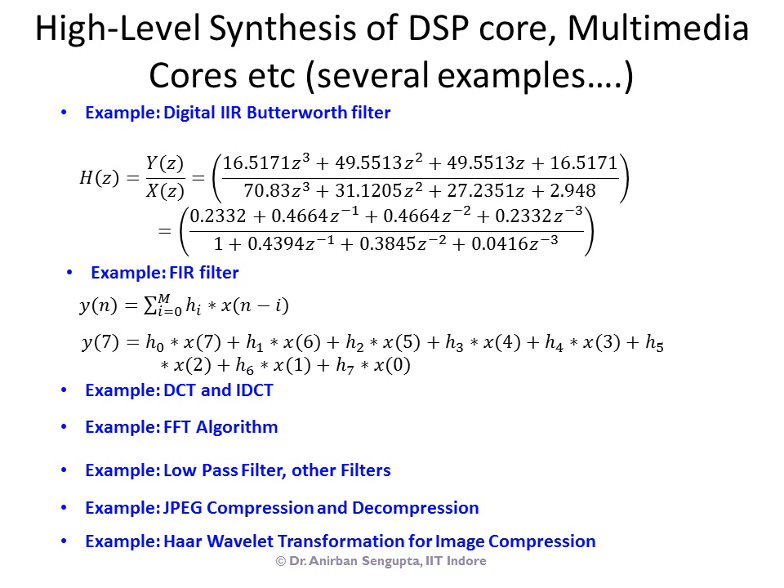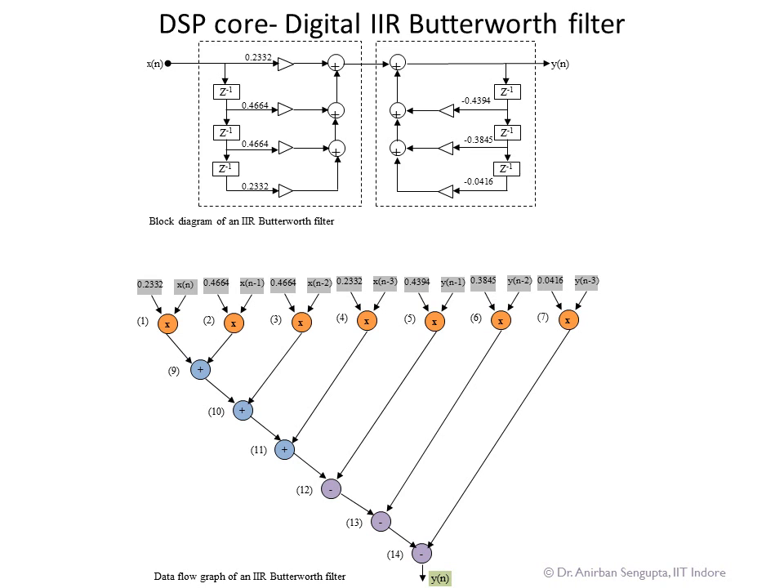Now let us take an example. This shows an example of a digital IIR Butterworth filter, and the second one shows an example of an FIR filter. If we convert this into a signal flow graph, we can see the feedforward and feedback paths; this is how the IIR Butterworth filter looks. Now from this signal flow graph, we can derive the data flow graph as shown in the figure below.